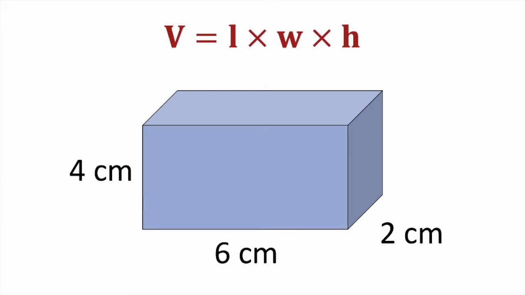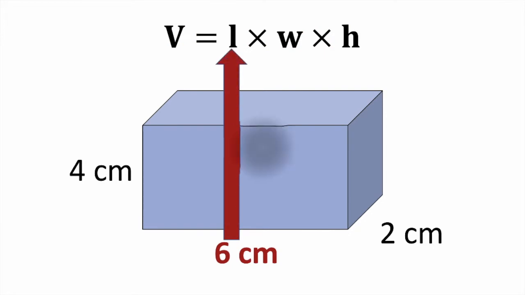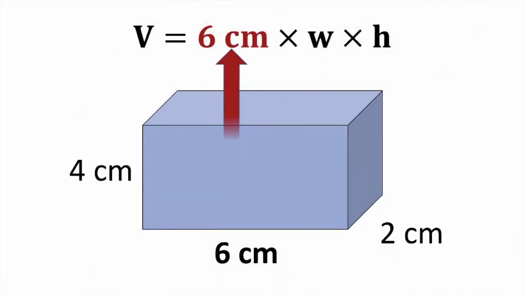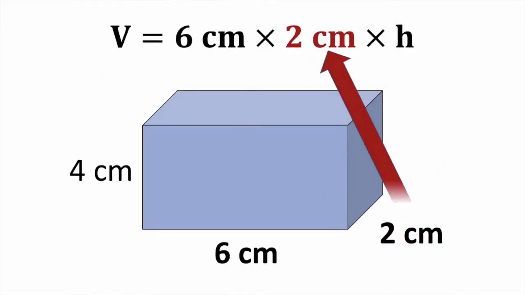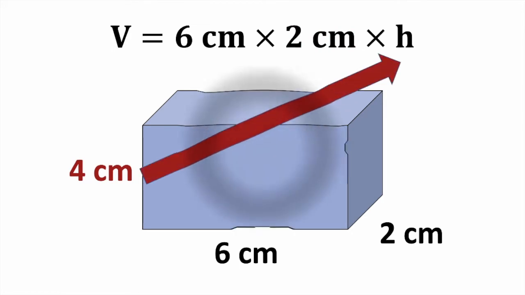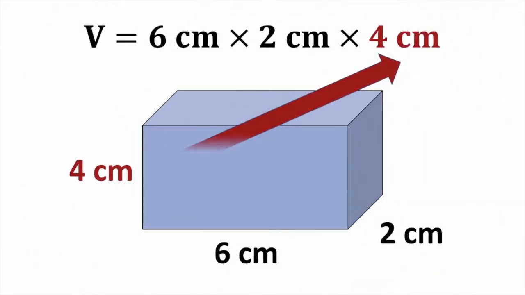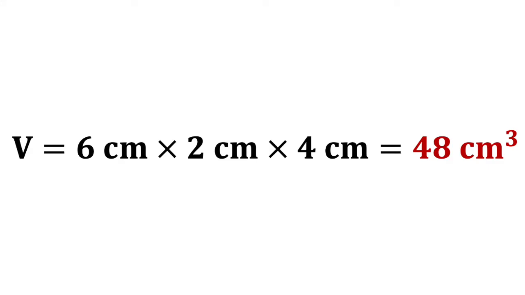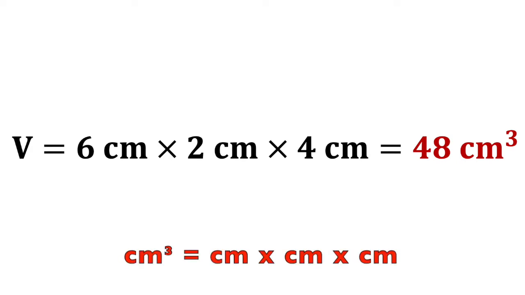Length equals 6 centimeters. Width equals 2 centimeters. Height equals 4 centimeters. So we have 6 centimeters times 2 centimeters times 4 centimeters. And this gives us 48, with our units being centimeters cubed, which is centimeters times centimeters times centimeters. That's how we got that number.